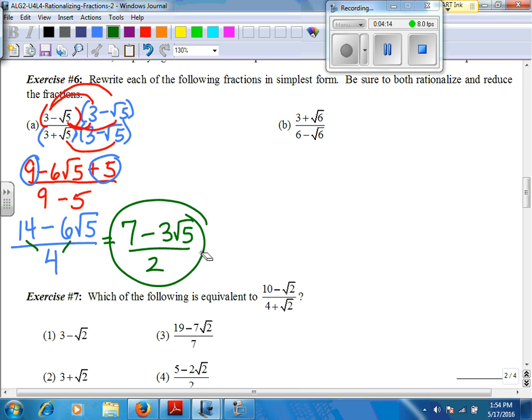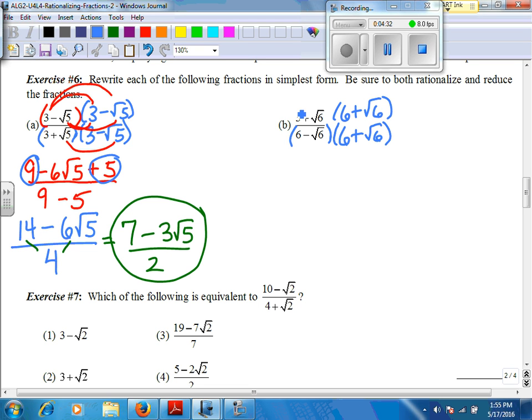So I'll give you a second to try B. Might take a minute or so, because again, like I said, these are a little more complicated as far as what you actually get when you multiply by the conjugate, but I will give you a minute to try this one. And make sure you fully distribute in the numerator and denominator. Okay, again, make sure you're fully distributing in the numerator and denominator.